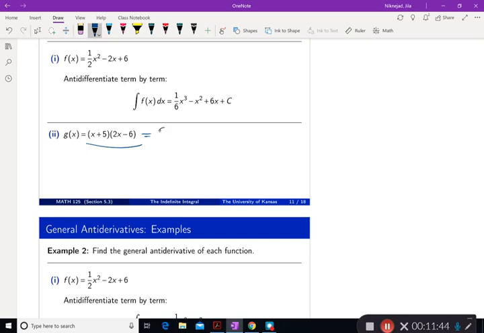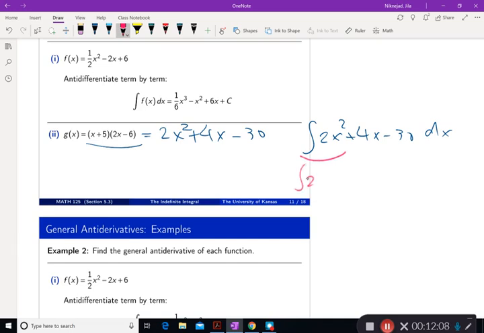And so when I FOIL things together, I get basically this value. And so now I try to find the antiderivative. And as I'm finding the antiderivative, again, if you remember last time, we're going to do first the first term, and then the second term, and the third term.